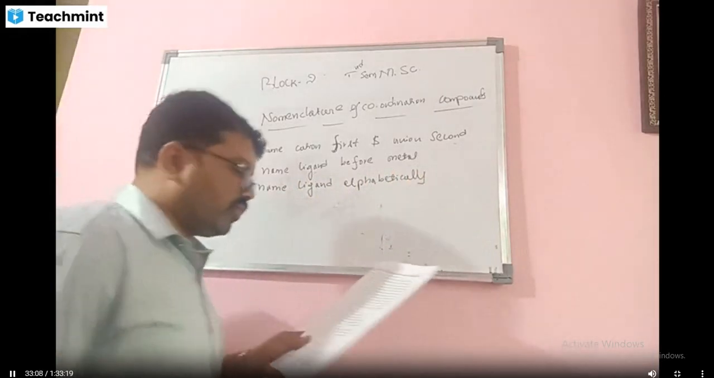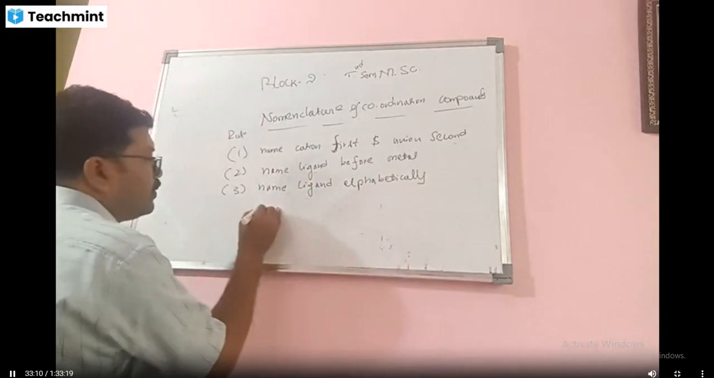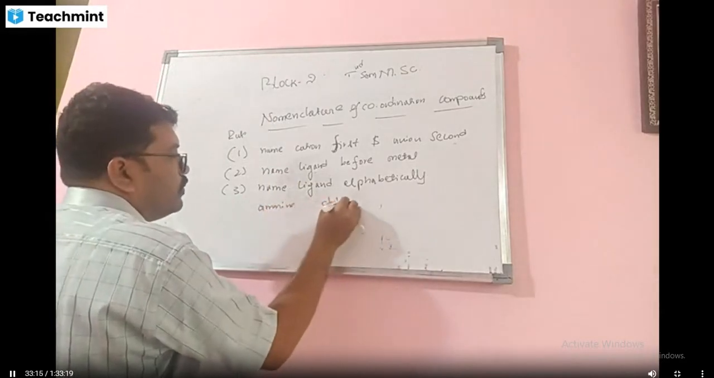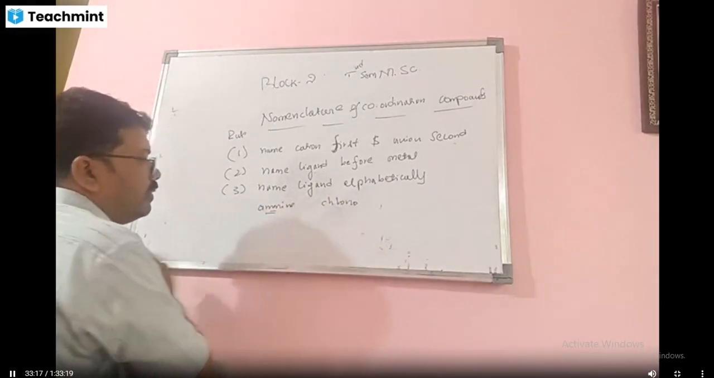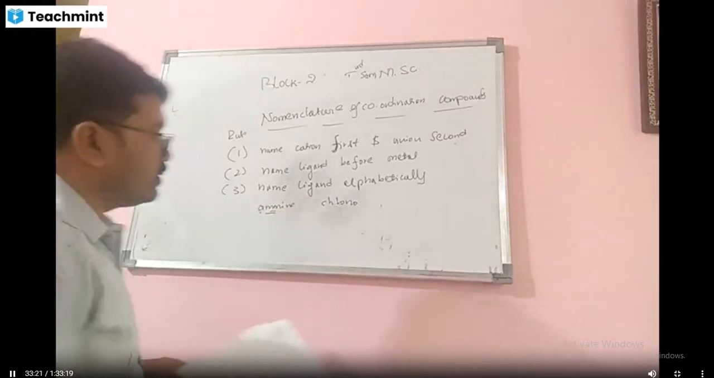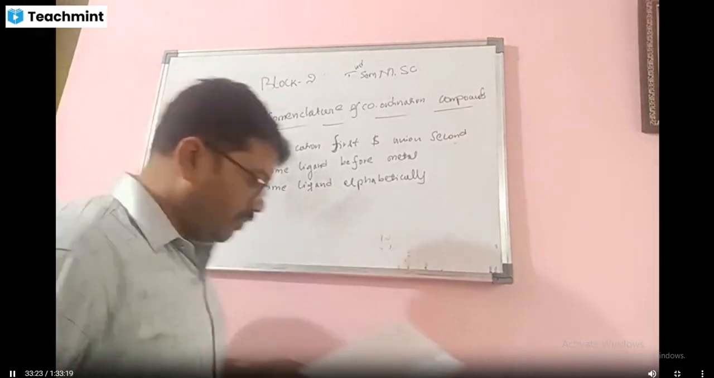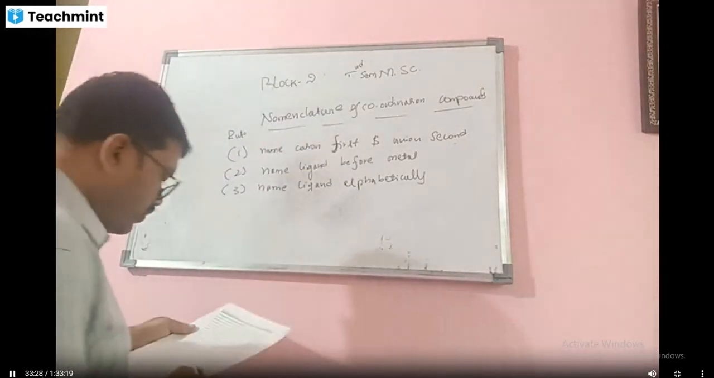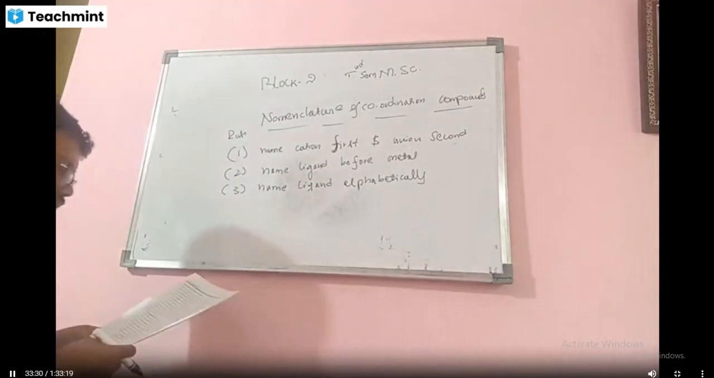So ammine before chloro. If a complex has ammine and chloro, we first have to name ammine because of alphabetical order; A comes first, so ammonia is named first. After that, chloro.